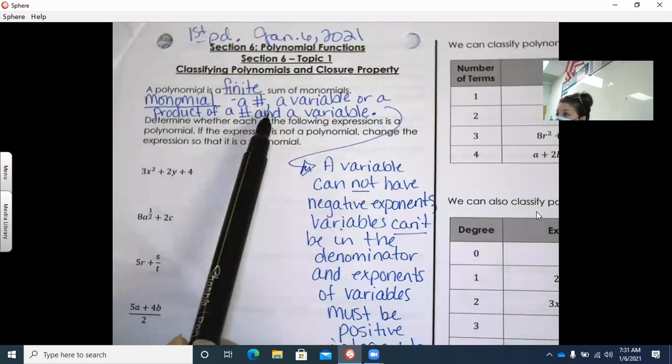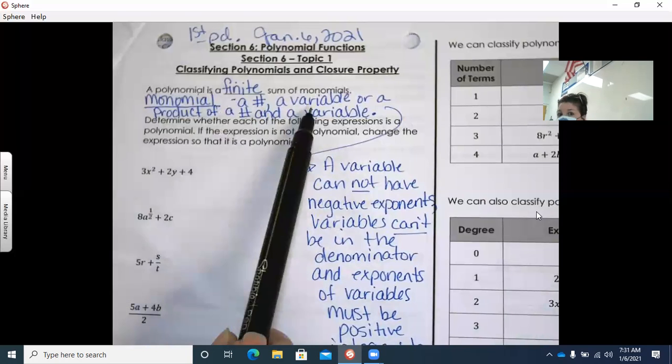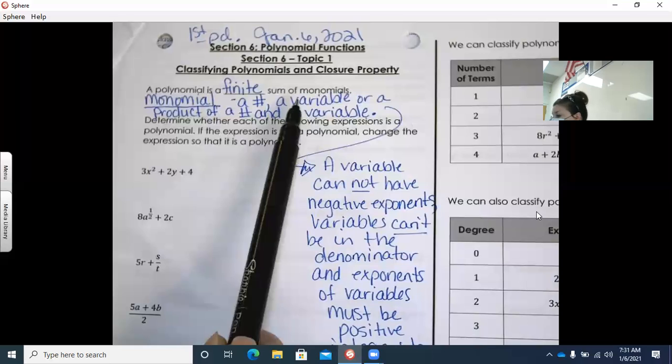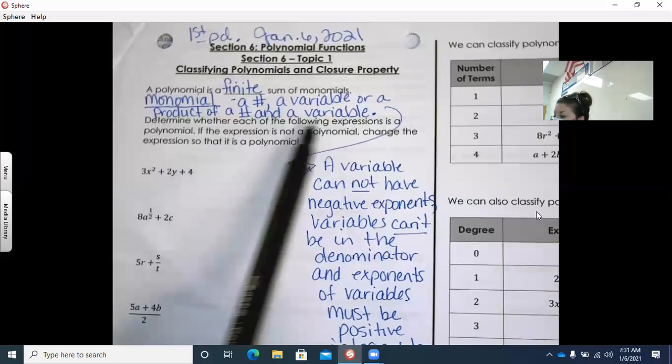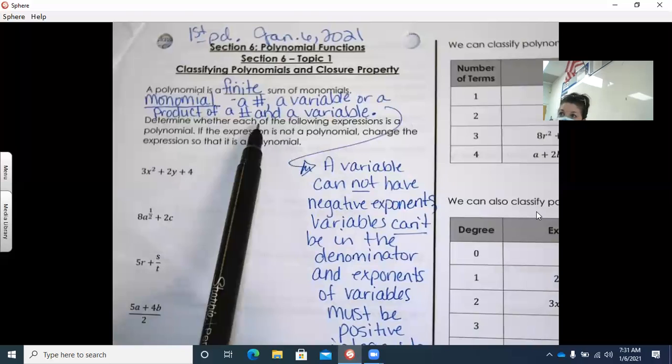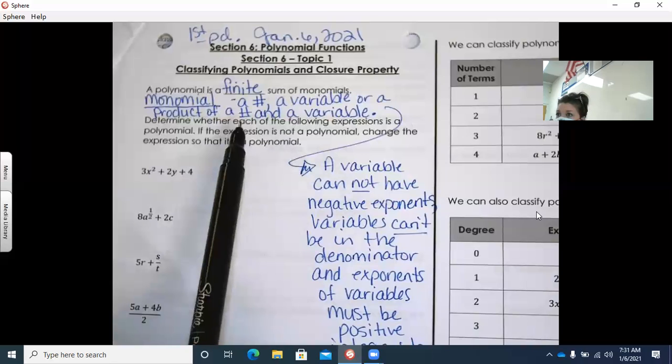It can be just a variable all by itself. So x is a monomial, k is a monomial, m is a monomial. Or it can be the product of a number and variable. Remember, product means the result when you multiply. So like 2x is a monomial. 3x squared is a monomial. 3a squared, b squared, c squared is a monomial.